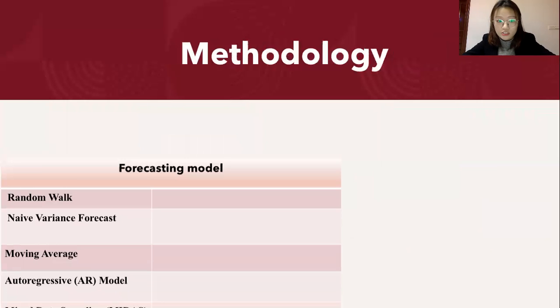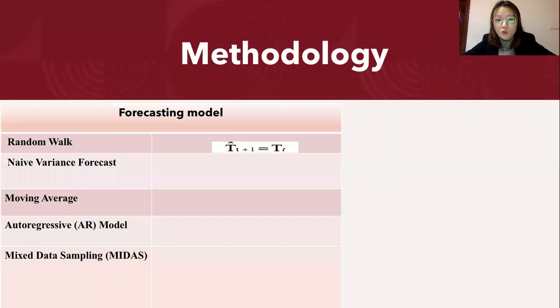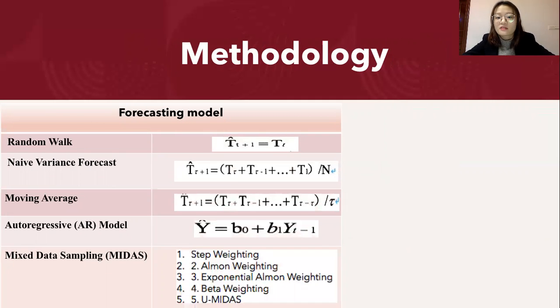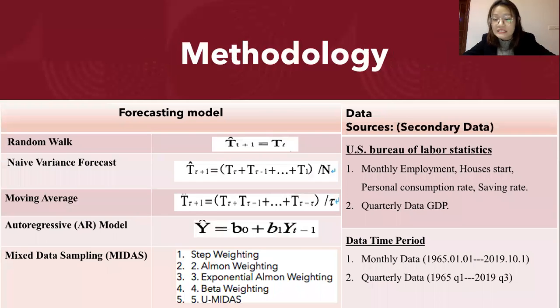For the methodologies, this is the forecasting model, which shows the formulas for the 5 models. And then I will say more about the data source. All the data in this research is secondary data, and all of this data, no matter whether monthly or quarterly, is from the Bureau of Labor Statistics, which is a very official website of the United States.